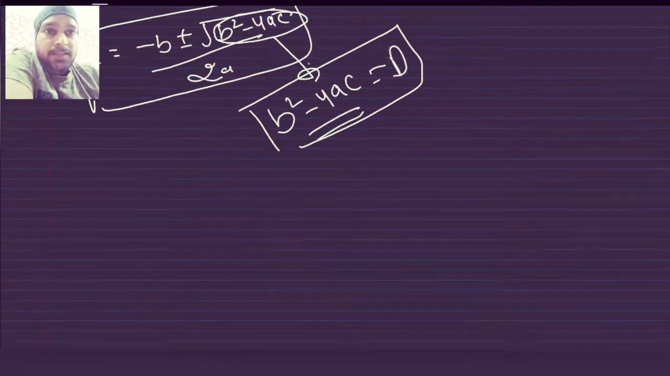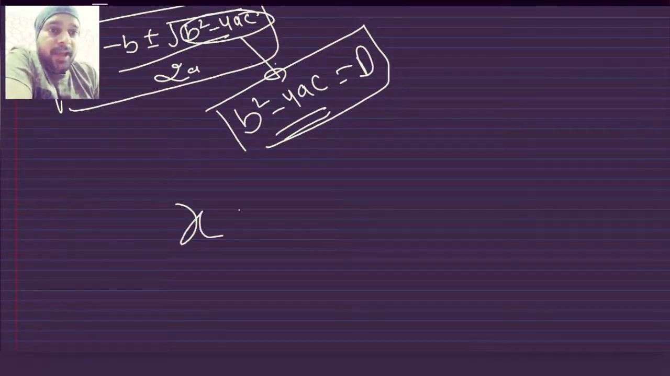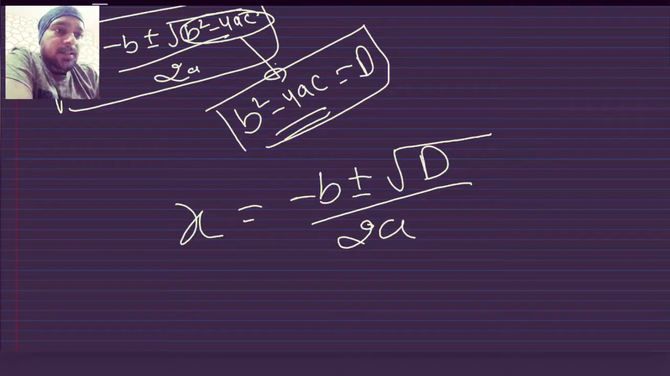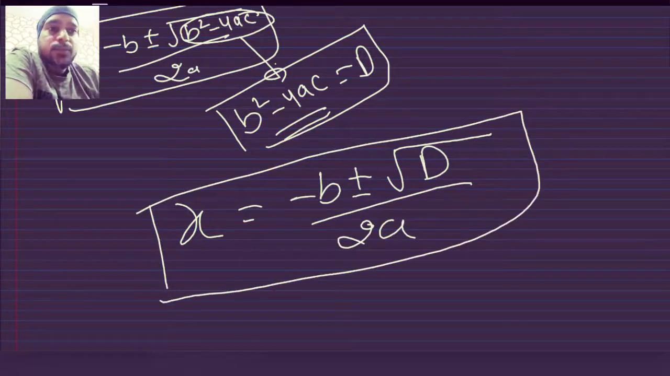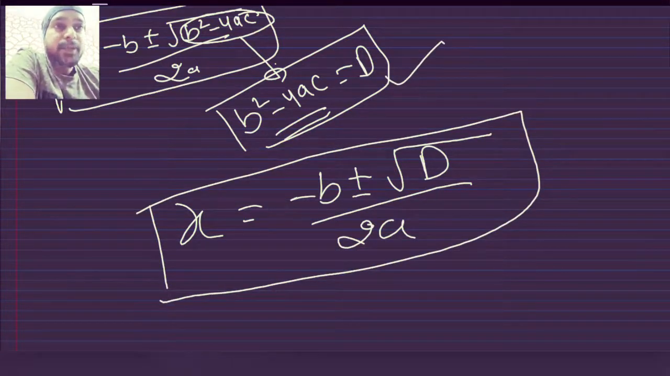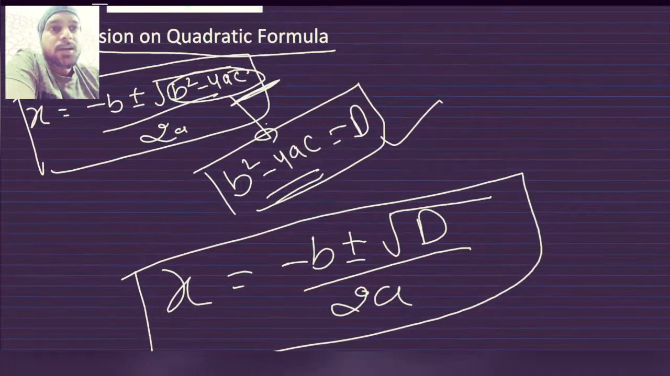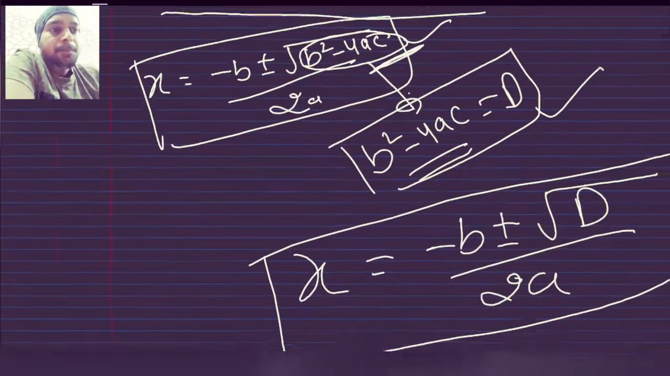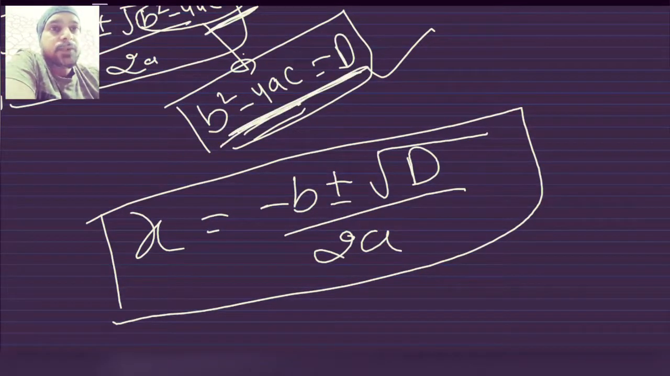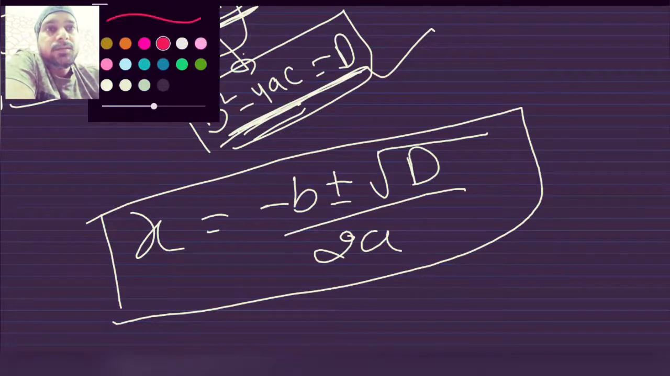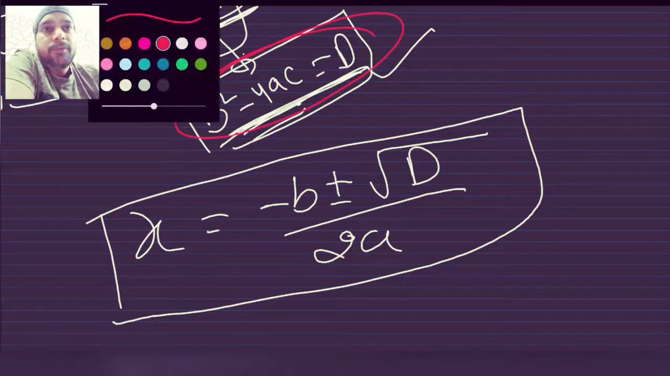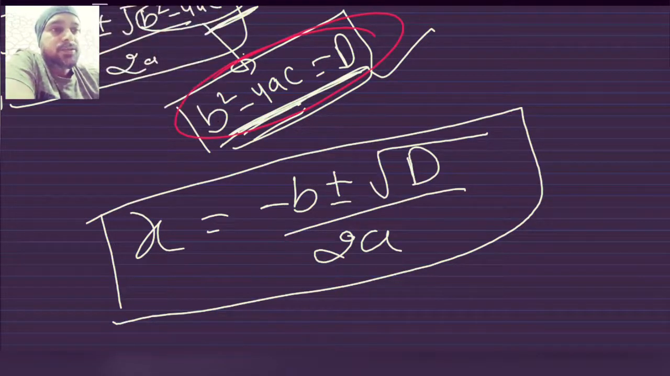Let's see how. See, if I write the equation this way, x is equal to minus b plus minus under root of d upon 2a, because here the value of b square minus 4ac was equal to d, and I have replaced the b square minus 4ac in the formula by d. So this is the formula.